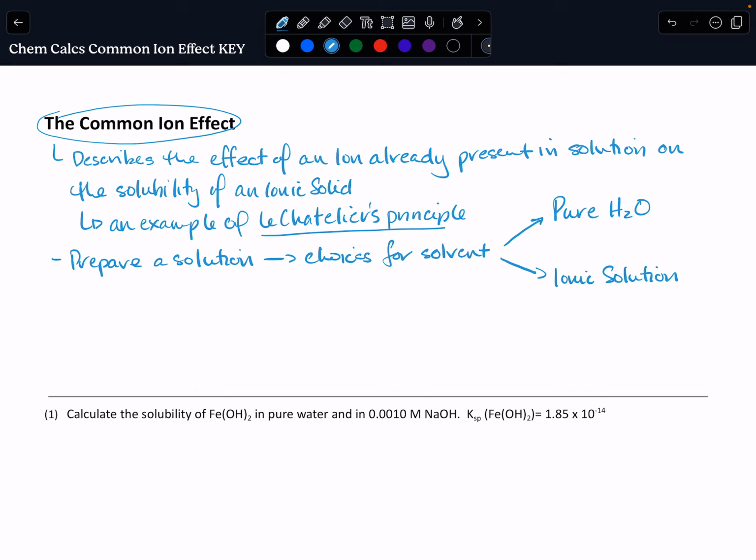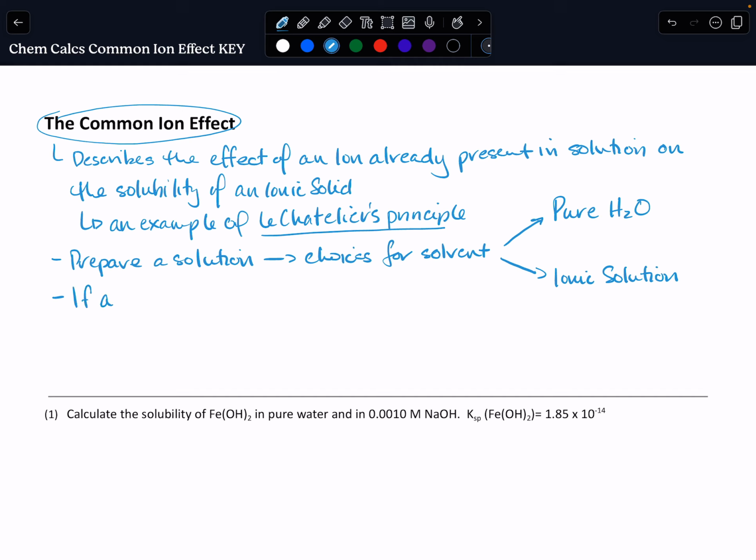If you then try to dissolve something that has one of those two ions in it, it's going to be more difficult for that solid to dissolve because there's already some of that substance present, and the equilibrium is going to want to shift. That equilibrium is going to want to use up those ions and reform the solid. So you're going to see a decrease in solubility. All right, so you have a choice, and we're going to look at those calculations for both.